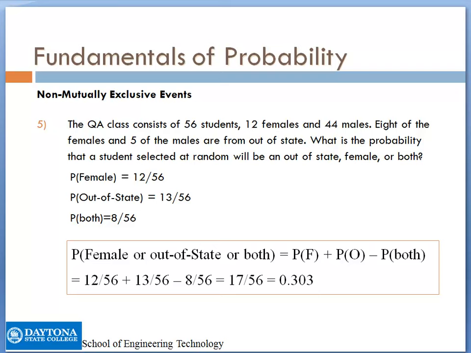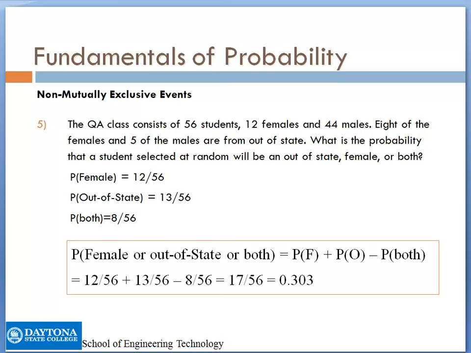So when we have a non-mutually exclusive event, we have the probability of out of state, plus the probability of a female, minus the probability of a female being out of state. The probability of out of state is 13 over 56, because there are 8 females and 5 males that are from out of state.